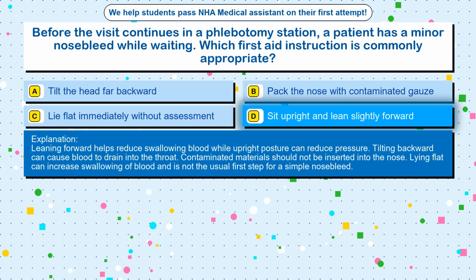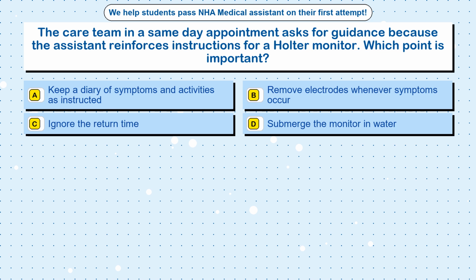Tilting backward can cause blood to drain into the throat. Contaminated materials should not be inserted into the nose. Lying flat can increase swallowing of blood and is not the usual first step for a simple nosebleed. Question 53. The care team in a same-day appointment asks for guidance because the assistant reinforces instructions for a Holter monitor. Which point is important?